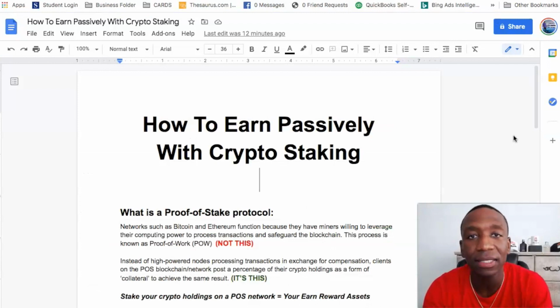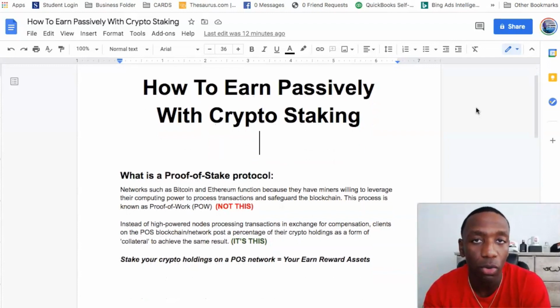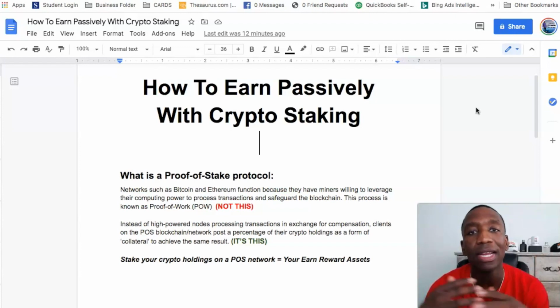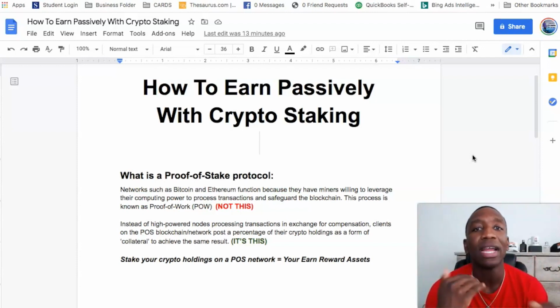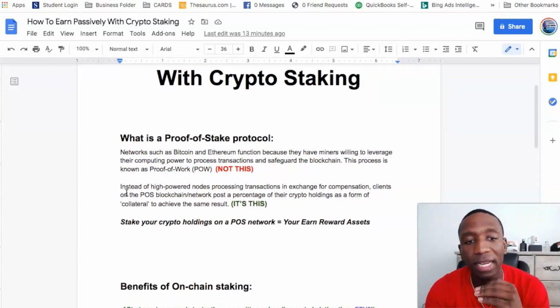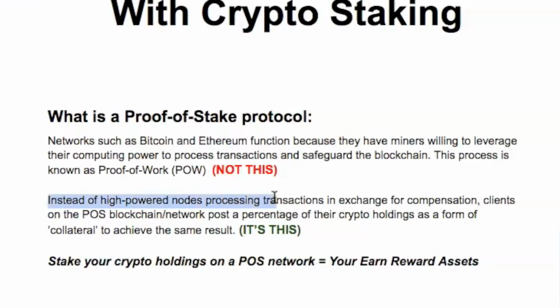Okay, so how to earn passively with crypto staking. The first thing you've got to understand is what is the proof of stake protocol. Now you have the proof of work protocol, which is more on the Bitcoin and Ethereum side of the house. When it comes to the actual process, typically proof of work takes a lot more energy to be put out, right? Now, when it comes to proof of stake, I'm going to read this for you. Instead of high-powered nodes processing transactions in exchange for compensation, clients on the POS blockchain network post a percentage of their crypto holdings as a form of collateral to achieve the same result.